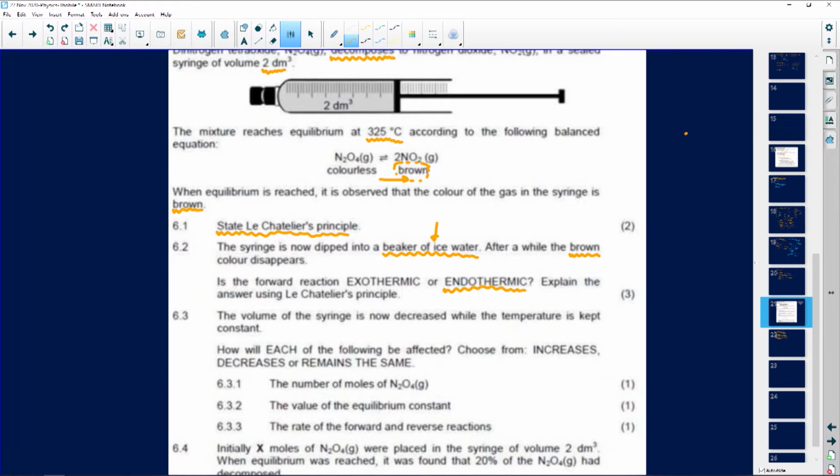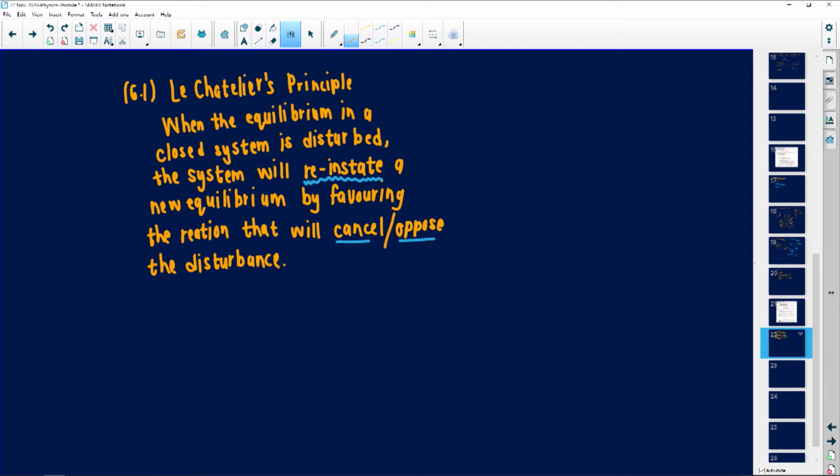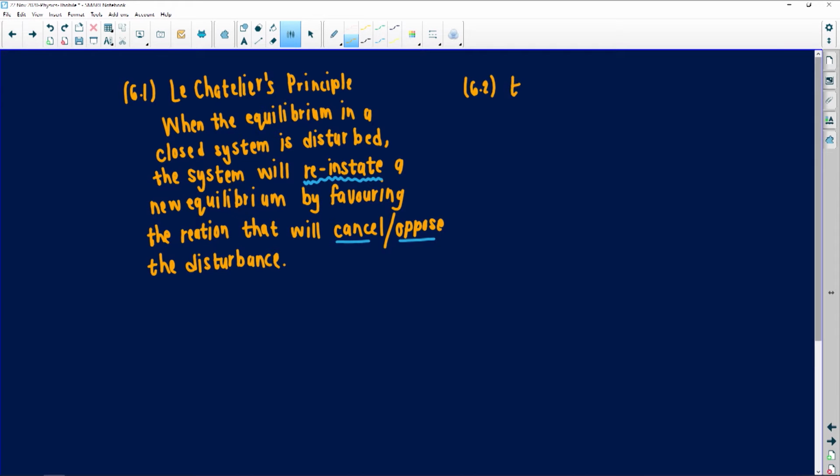I'm going to show you how we're going to do that. Let me work here on the side. So 6.2, it is endothermic. Because lowering temperature will cause the equilibrium to shift in such a manner as to favor the exothermic reaction. Now we must explain, right? I do like writing it in bullet form, but if you do prefer writing it as a paragraph, you're more than welcome. So if you decrease in temperature, and it is for 3 marks, so you need 3 points.